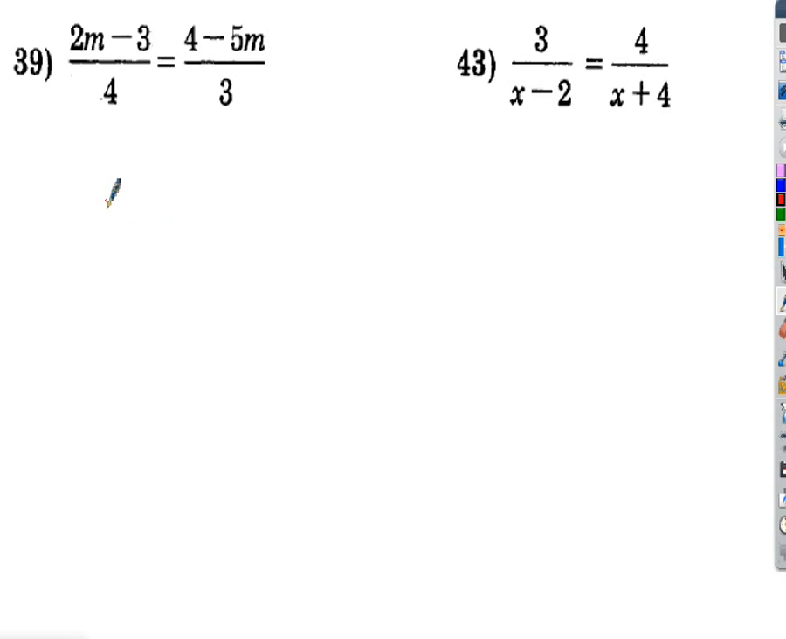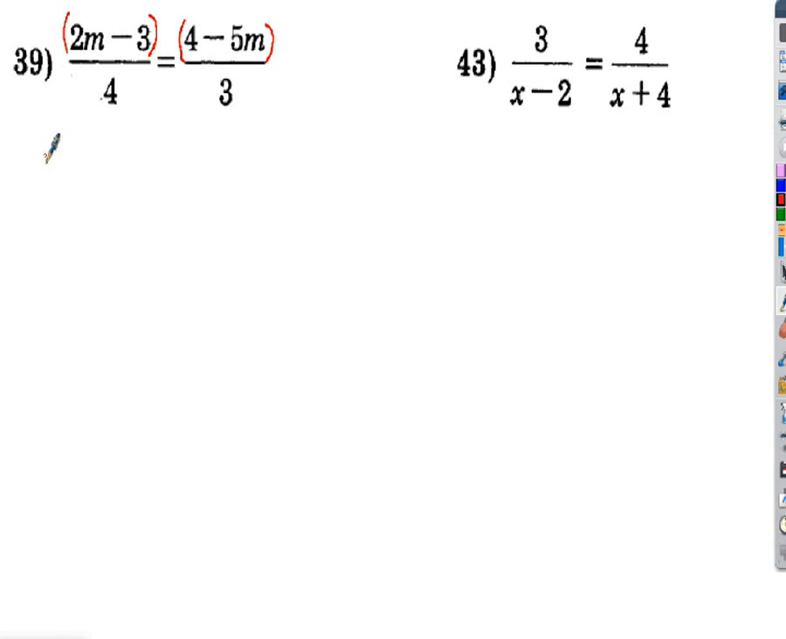Question 39, 2m minus 3 upon 4 is equal to 4 minus 5m upon 3. And again, if you want to, we can think of that being in brackets on the top line here to make it easier to follow. What I think I would do here is multiply both sides by 12, which is the lowest common multiple for 4 and 3. 4 times 3 is 12, and that will remove the fractions from the solution.